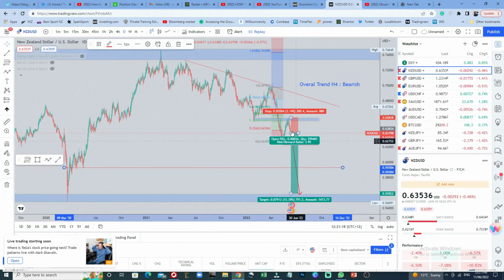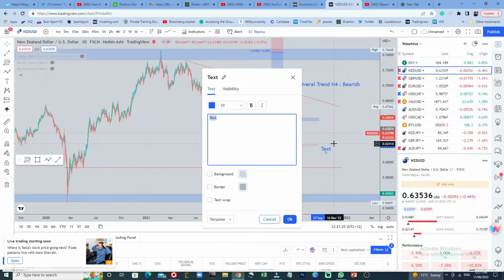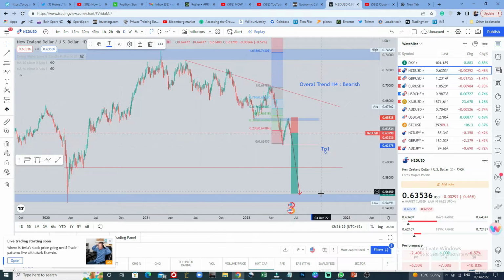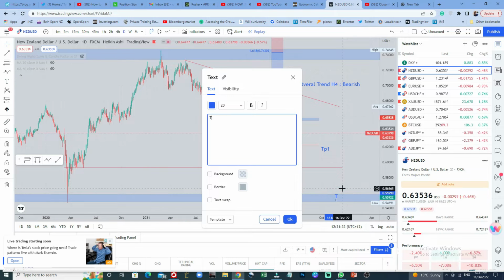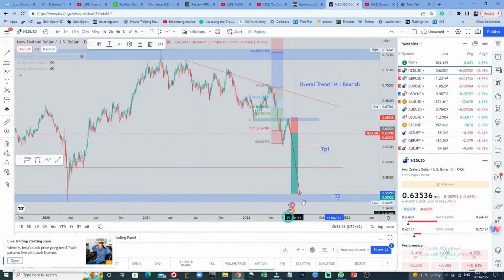Okay, and I expect the market, after testing this, to reach my TP1, then my TP2 is down. TP1 is my take profit 1, and my take profit 2 could be here as well. I'm just putting down my expectations.